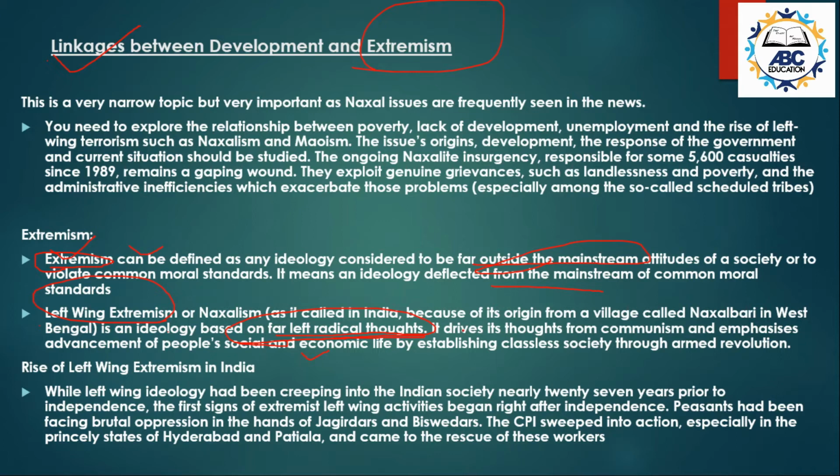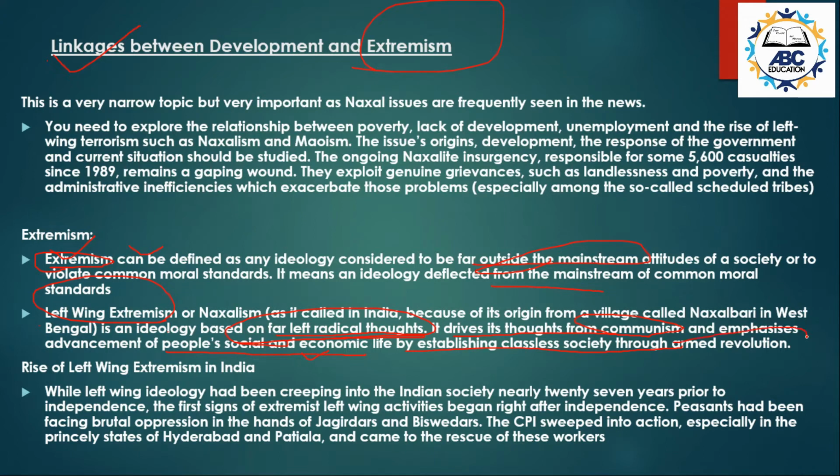Now, left-wing extremism क्या होता है? It derives its thought from communism. ठीक है. Also, you must know that communism का भी same ideology है, and it emphasizes advancement of people's social and economic life by establishing a classless society through armed revolutions.